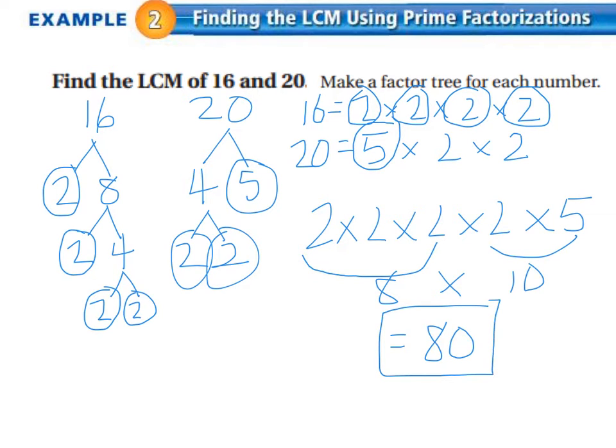Again, the tricky part with this is remembering with least common multiple, you find the number that is common to both numbers and circle all of the ones in the row that they occur the most often. So because there were 4 2's for 16 and only 2 2's for 20, we circled those 4 2's. And then there's only a 5 in 20, so that has to be the most often because it's the only one there is. So circling that 5 and then finding the product of those circled numbers will give us the least common multiple.